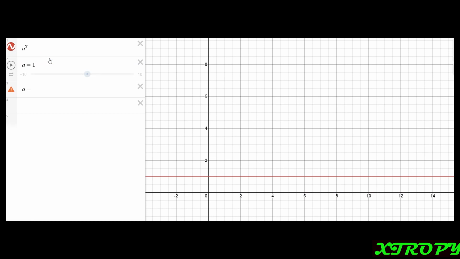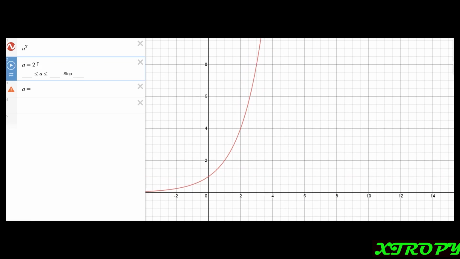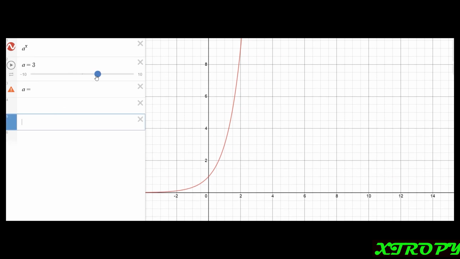Now let us see if you take a value of a to be more than 1. Suppose we are taking the value of a to be 3, right? So you can see the value of a to be 3. Now if I increase the value of a, you will see the graph is getting steeper and steeper. Are you noticing the change? And if you increase the value of a too much, the graph will become too steep. That is, for a very small change of x, the change in y will be very large.